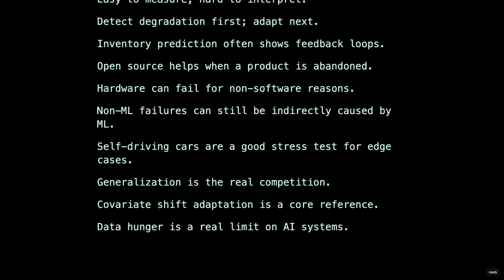Many modern systems run into a simple constraint. They need more data than is easy or economical to collect. That is why the pace of improvement is often tied not only to better models, but also to whether the data supply can keep up.